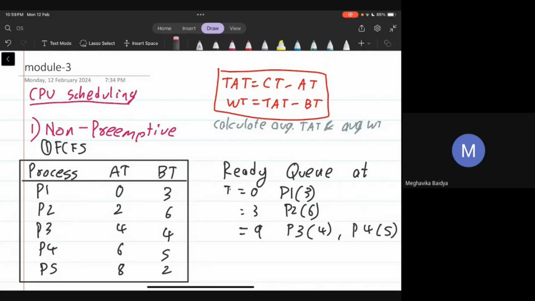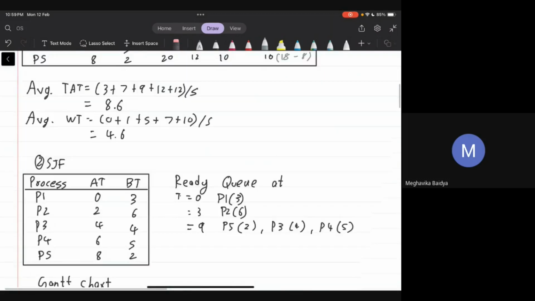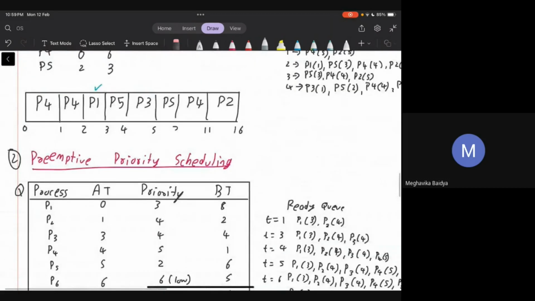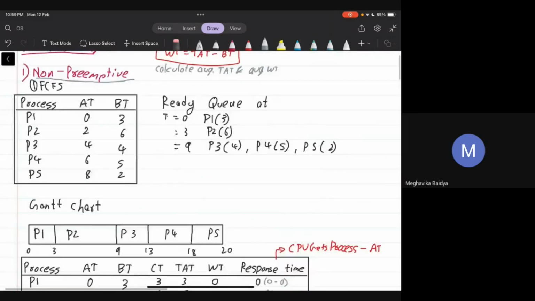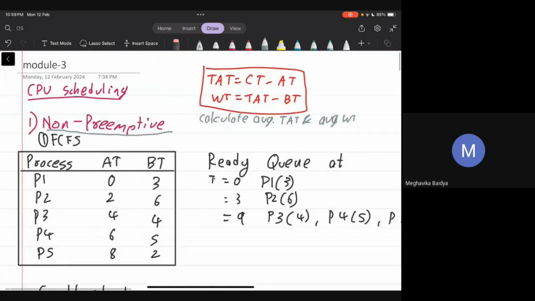Today we are going to learn module 3 of operating systems, which is CPU scheduling. In CPU scheduling, we have two types: one is non-preemptive and the second one is preemptive. The basic difference between non-preemptive and preemptive is that in non-preemptive, the processes do not repeat. It will only execute itself once, except for round robin.